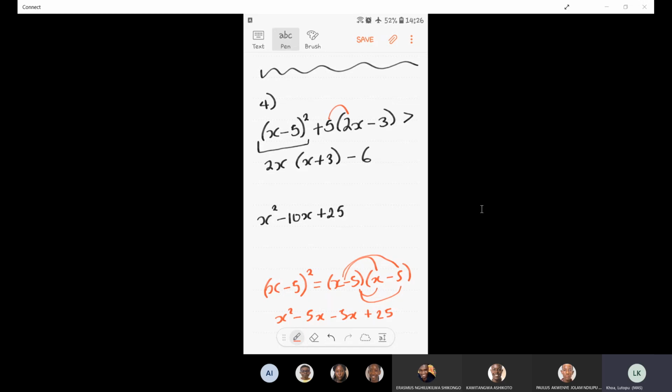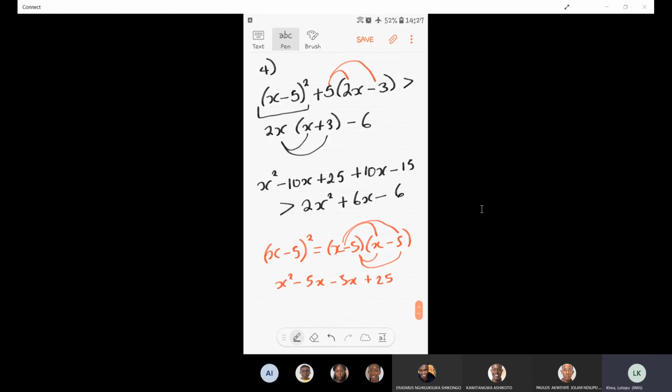And then the same thing here, multiply inside, then you will get 10x and minus 15. And then the inequality, okay, faces that way. And then the 2x should multiply. So I have 2x squared plus 6x minus 6.